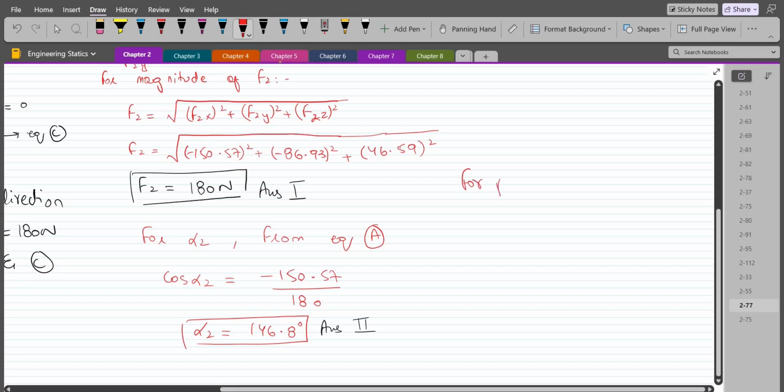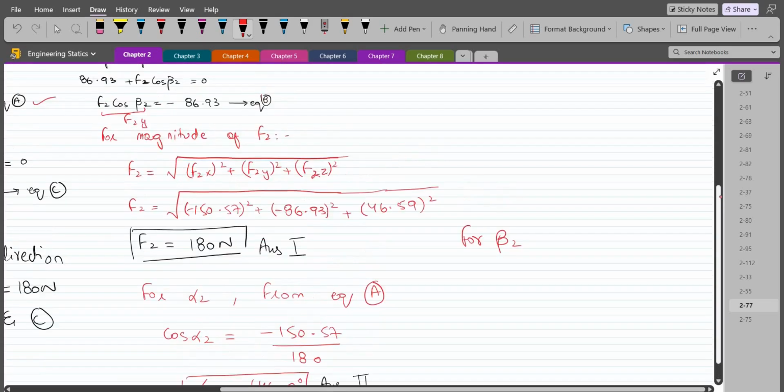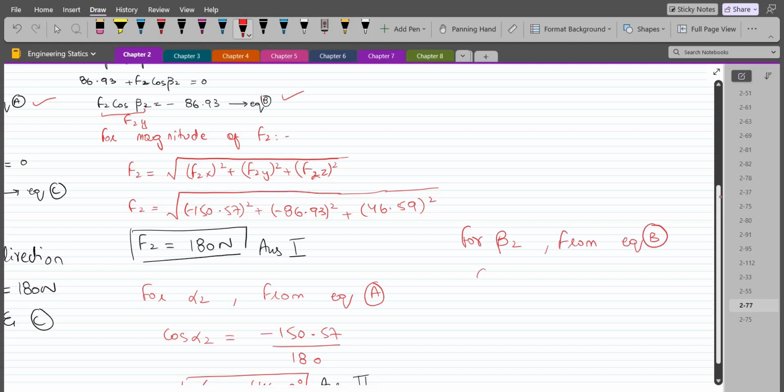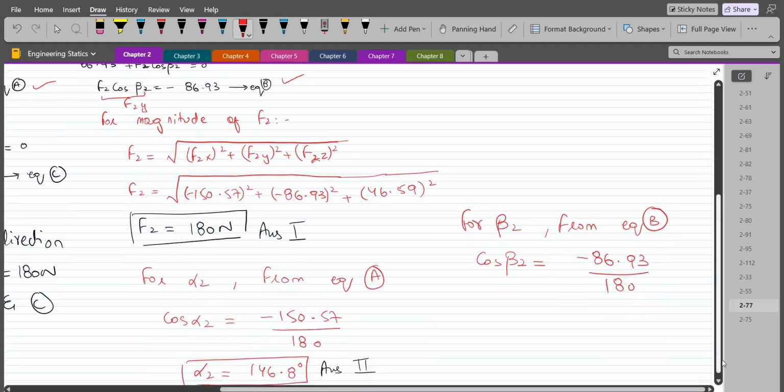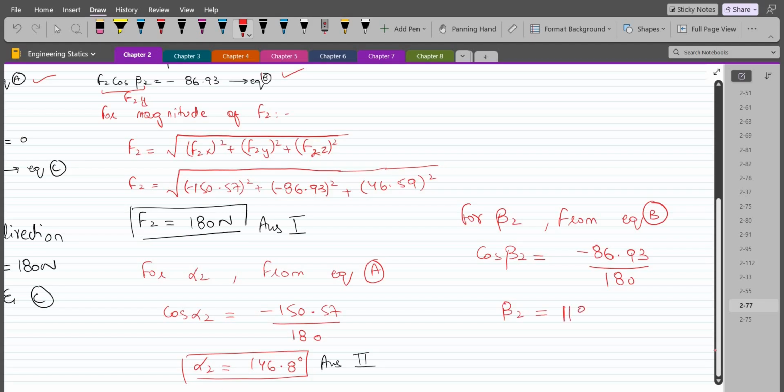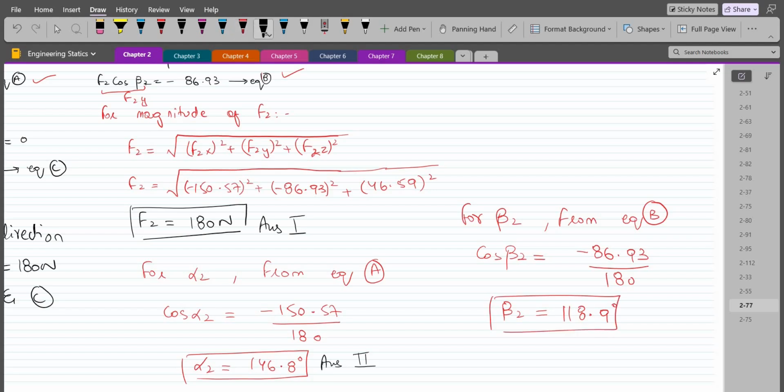Now for beta 2, we can consider equation B. From equation B, we have cos beta 2 equals negative 86.93 divided by F2, which is 180. Again, if you take the cos inverse of negative 86.93 over 180, then you would get beta 2 as 118.9 degrees. So this is our third answer.